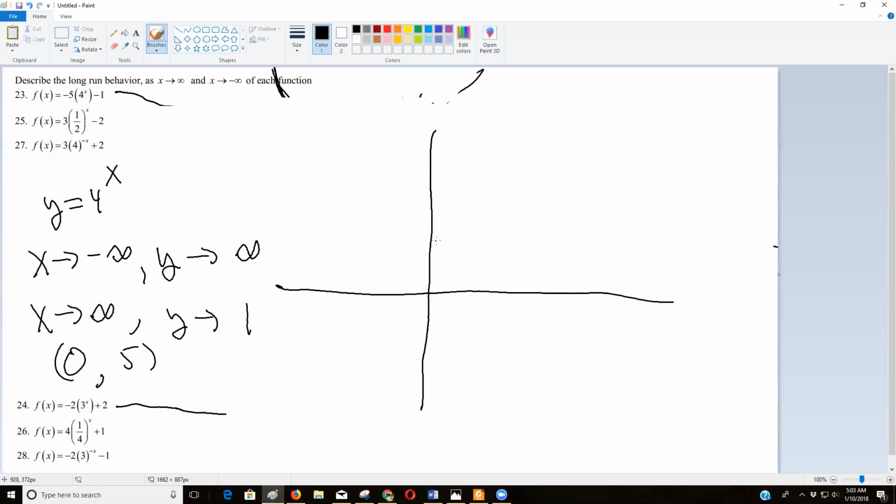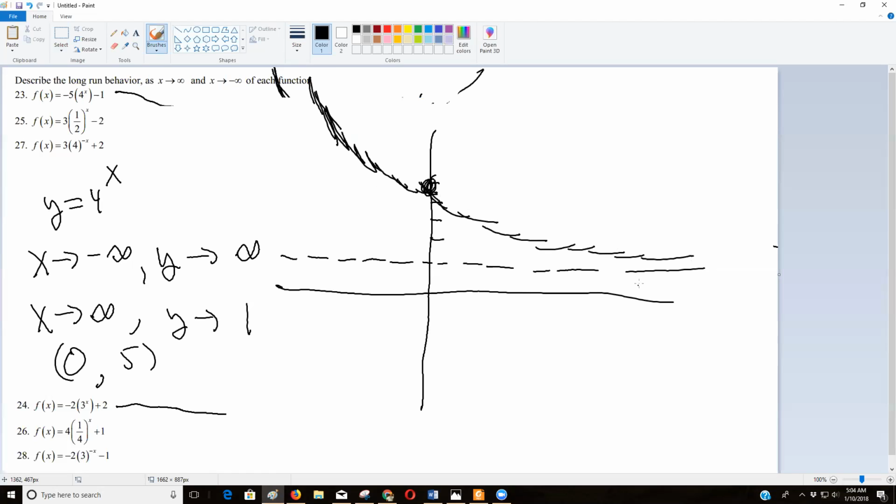So it has a horizontal asymptote at y equals 1. So there's that. I know it crosses through 0, 5. As x approaches negative infinity, y approaches positive infinity, so it's got to head like this, right? Crosses there, and then it goes like this. So I'm seeing an exponential decay function.